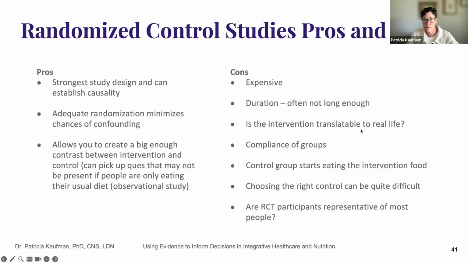The intervention is sometimes not translatable to real life. It's just not realistic. Compliance of groups can be an issue because, for instance, the control group might start eating what's in the intervention food. So then you're not getting accurate data. Choosing the right control can be quite difficult. If it's a placebo, of course, that's not an issue, but if there's another type of control. And then, are the participants representative of most of the people?